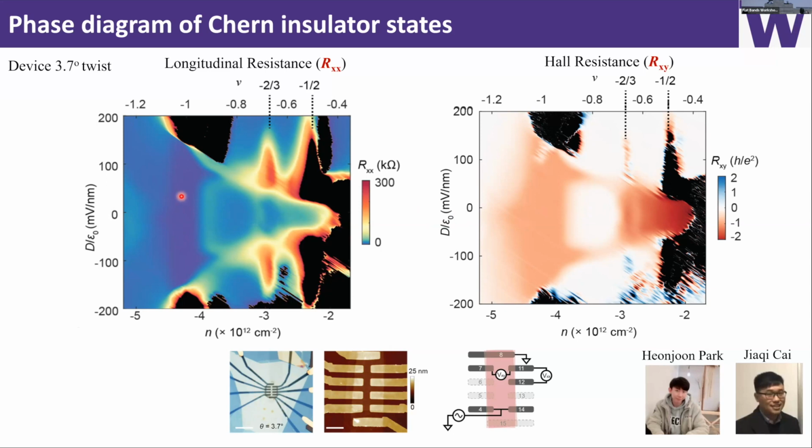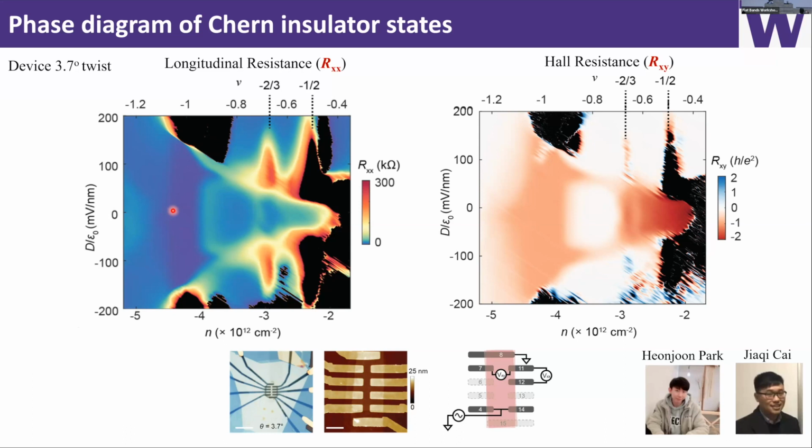The other interesting feature is that once we apply this vertical electric field, you'll see Rxx dramatically increase at large electric field, for either the -1 state, the -2/3 state, or the -1/2 state. So this tells us that by applying the vertical electric field, we introduce a topological phase transition from these Chern insulator states into topologically trivial states. That's the symmetry change I talked about at the beginning of my talk. Okay, so let's dive in.